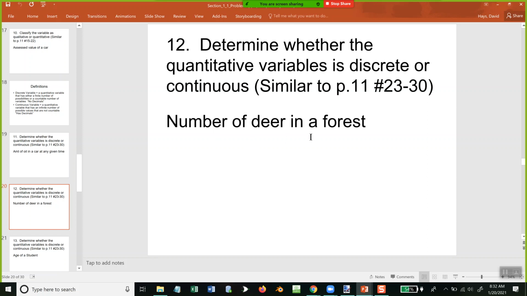Number of deer in a forest, would that have decimals? No, that'd be discrete. Now you say, what about part of a deer? You know, if some animal eats half of it, is that like 0.5? I guess you could argue that. So you see how statistics can be kind of iffy on some of those.